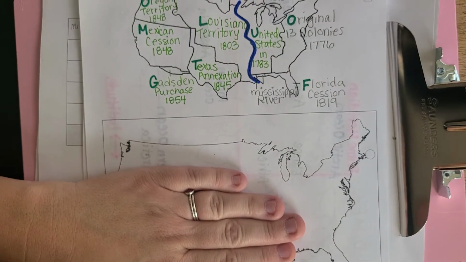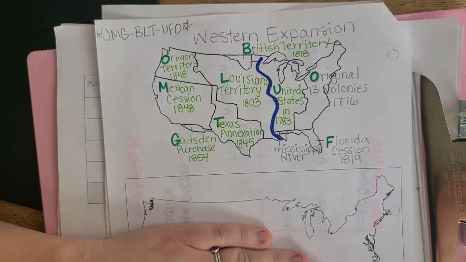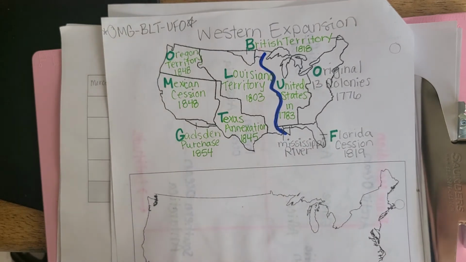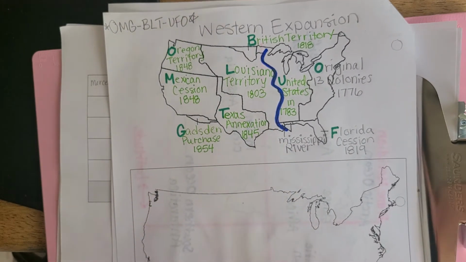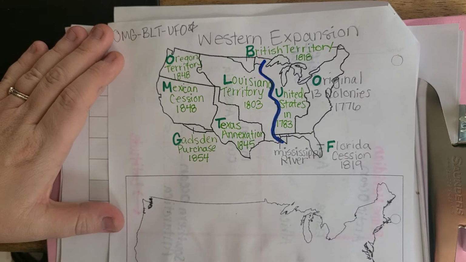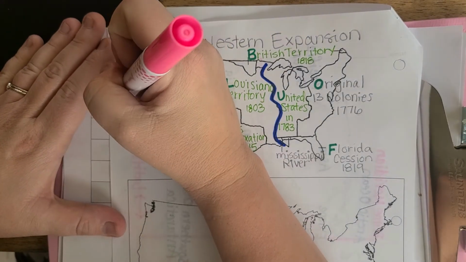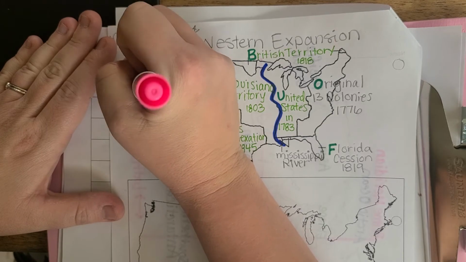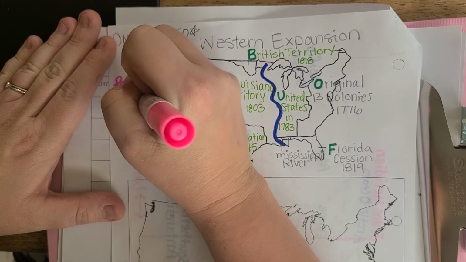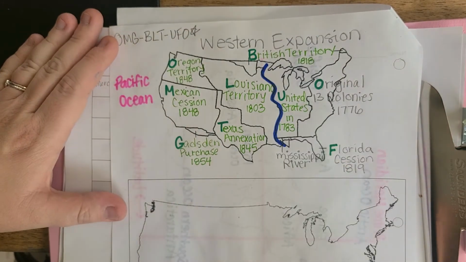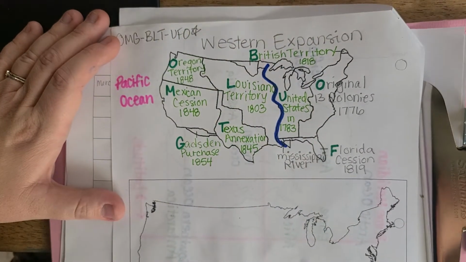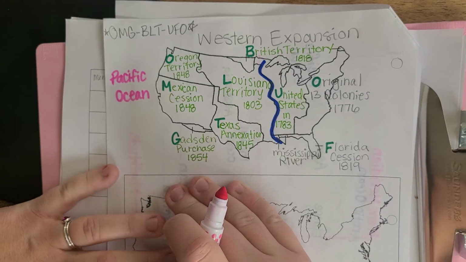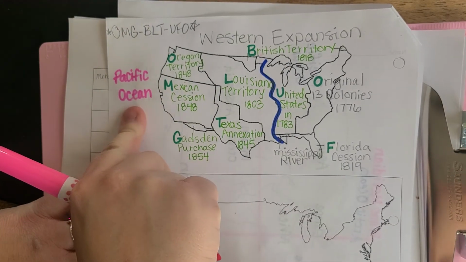Another thing that we want to add on here just really quick is that we have three major bodies of water, okay? So we have the Pacific Ocean. My daughter's playing ABC Mouse and she's trying to get tickets. Okay, so Pacific Ocean is over here.